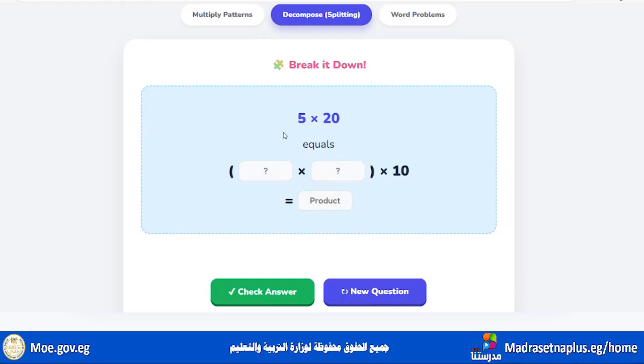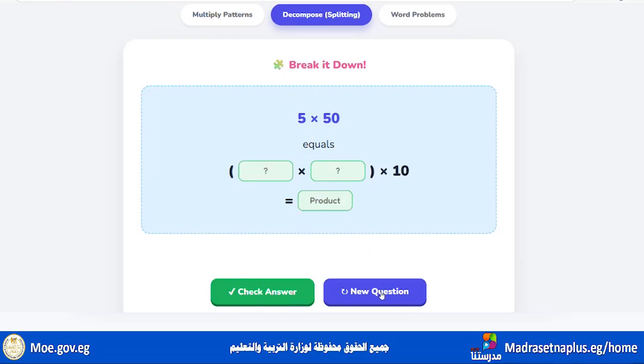Okay, another one. The same way, 5 times 20 by splitting. I split 20 into 2 and 10. So 20 equals 2 times 10. The question now becomes 5 times 2 times 10. 5 times 2 will be 10. 10 tens means 100.